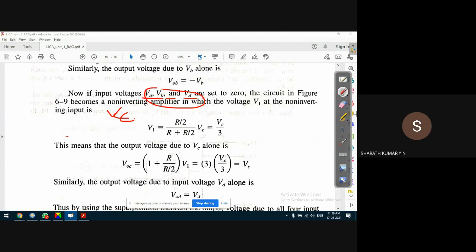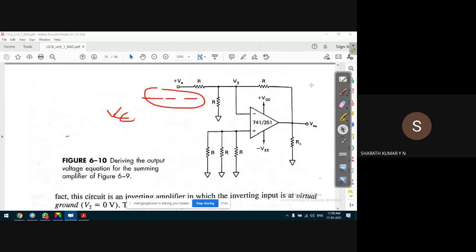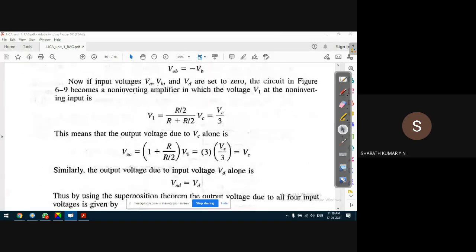Then point V1, guys, point V1 is not printed here. This is the point V1. There is a missing label here. This is the point. So at point V1, according to this circuit, there is only the voltage due to VC, assuming all others are connected to ground. It's a summing non-inverting amplifier. So for a non-inverting amplifier, the output voltage can be obtained from V1.